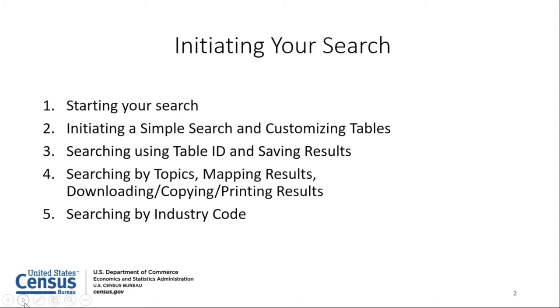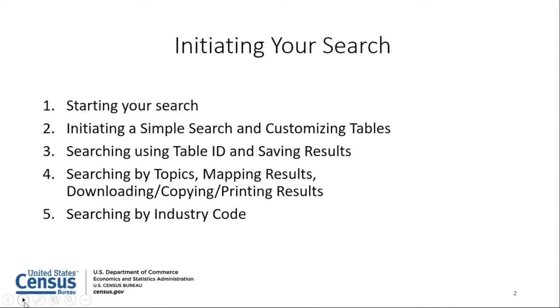We're going to be using the tool to search using Table IDs, how you save your results. We're going to walk through searching by topics, mapping your results, and then downloading, copying, and printing what it is that you want. And then lastly, we're going to do a simple search for industry codes so that you have access to our economic census data as well.